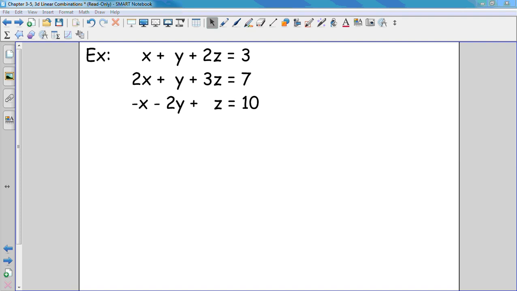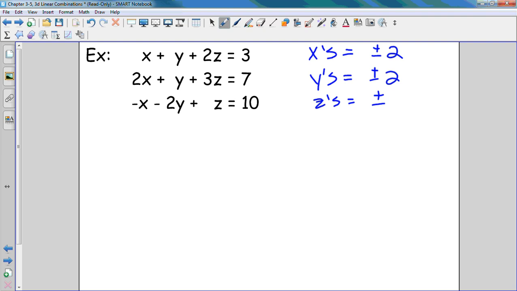We have to find first the least common multiples of my x's. Do we have to write all these down or can we just write one down? You want to write them all down? Oh, yeah. So my x's is going to be plus or minus 2. My y's plus or minus 2, and these, plus or minus 6. I'll slow down a little bit.